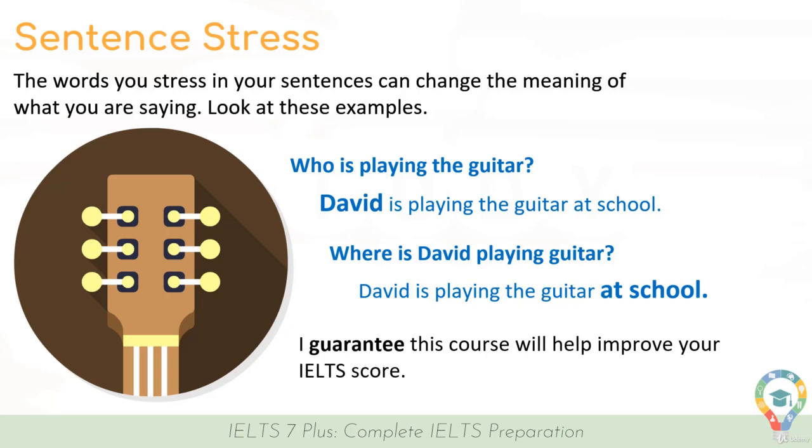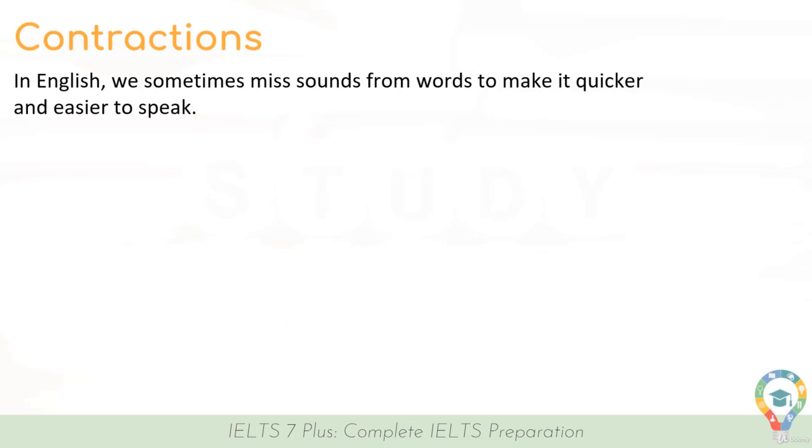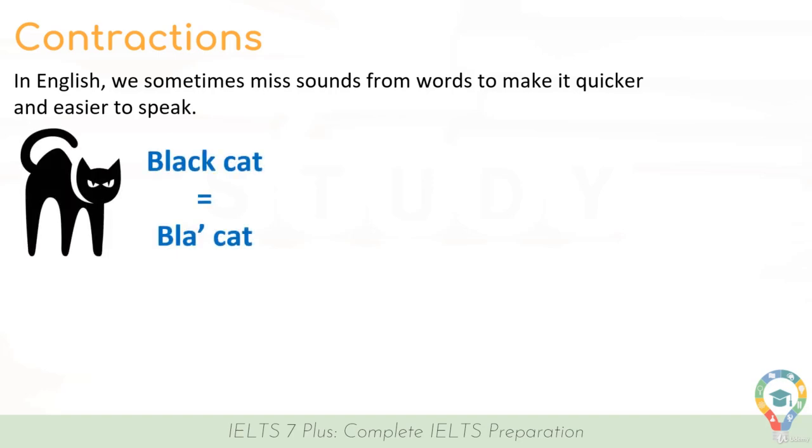Now let's take a look at a feature of English pronunciation that is often used by native speakers, and that is contractions. Contraction is something that is made shorter or smaller. In English, we sometimes miss sounds from words, and that's because it makes it faster and easier to say. So here is an example. Black cat has two common consonant sounds with the k at the end of black and k at the start of cat. It would be difficult to fully pronounce all the sounds in these words, black cat. So instead, we take away one of the common sounds. Here I've shown you from the end of black. It turns into black cat. Notice that I didn't include the k sound for black.